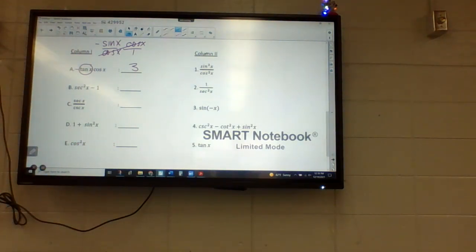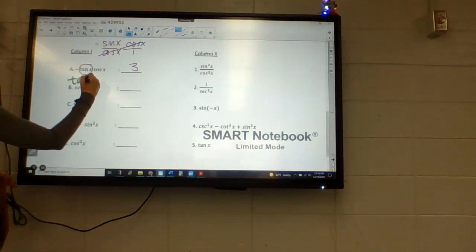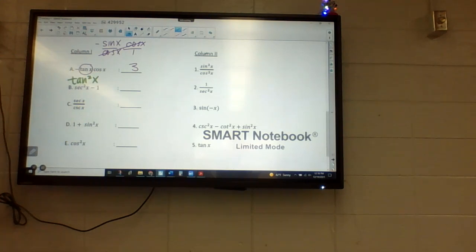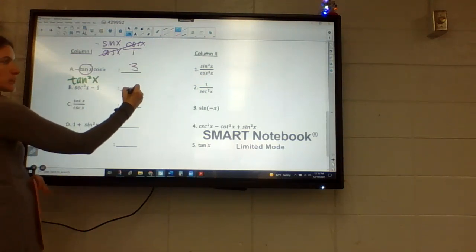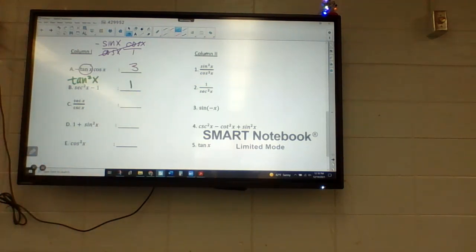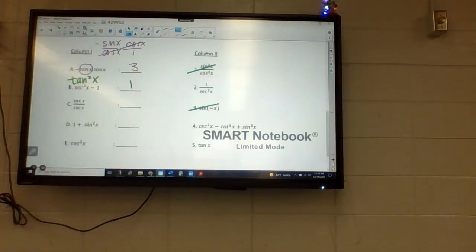So secant squared minus 1, that's one of our rules that we know this is tangent squared. Now, tangent squared isn't over there, but I know sine squared over cosine squared is tangent squared. So this one should go with 1. So I've got that one taken care of. Again, I'm trying to do cross elimination maybe to get down to D.